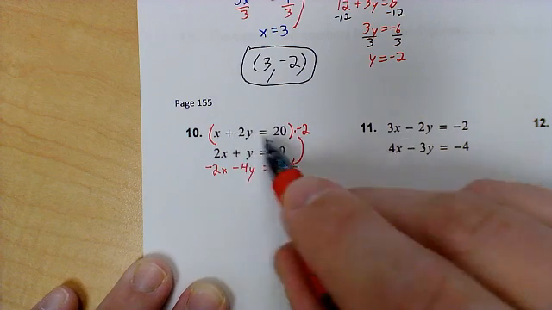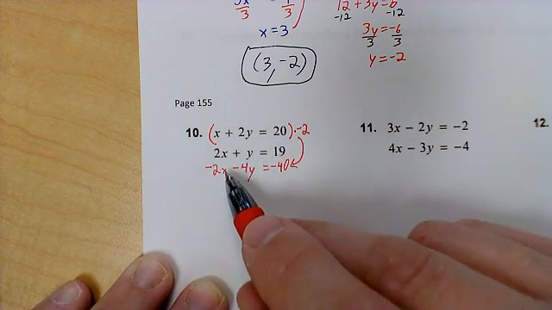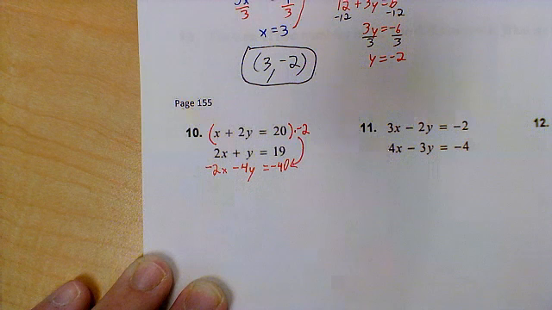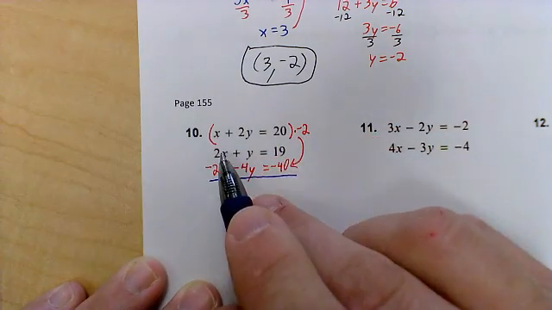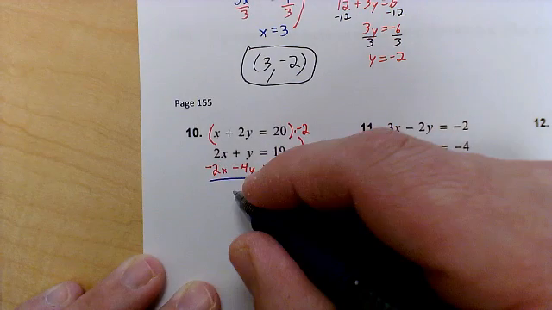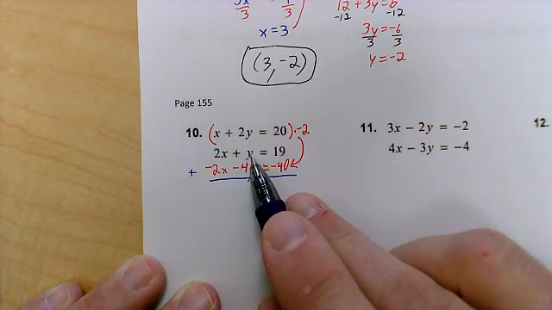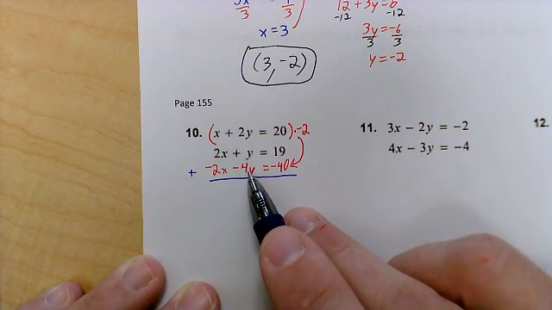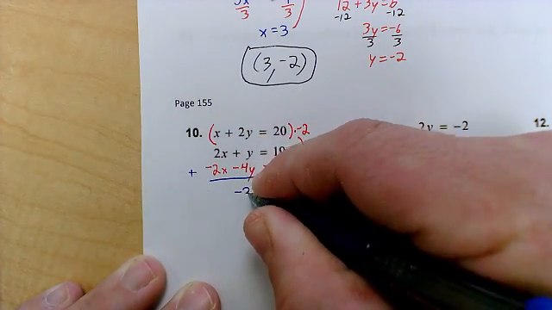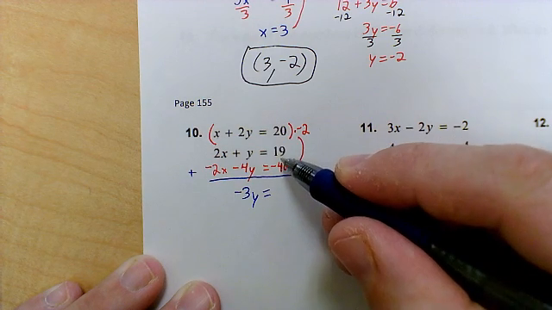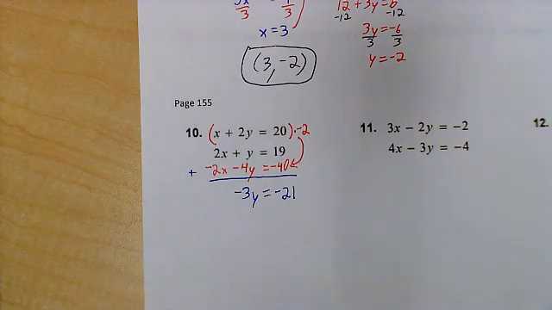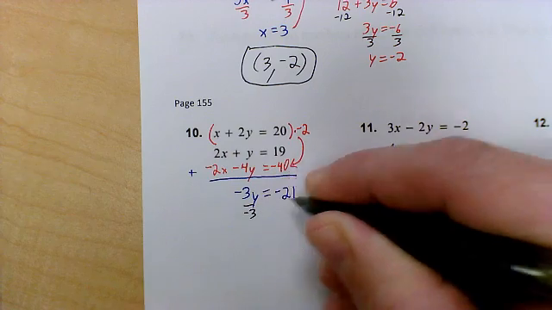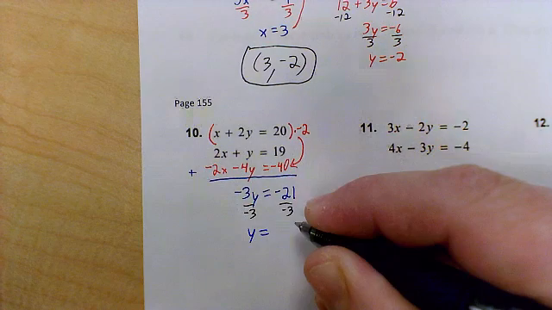Now, disregarding the top equation, now I've got something where the x will eliminate. Let's go ahead and see how that works. 2x plus negative 2x cancels, so I'm adding here. Y plus negative 4y is negative 3y equals 19 plus negative 40 is negative 21. And now I've got an equation where I can solve it for y. So I'm going to divide by negative 3 on both sides and get y is equal to positive 7.